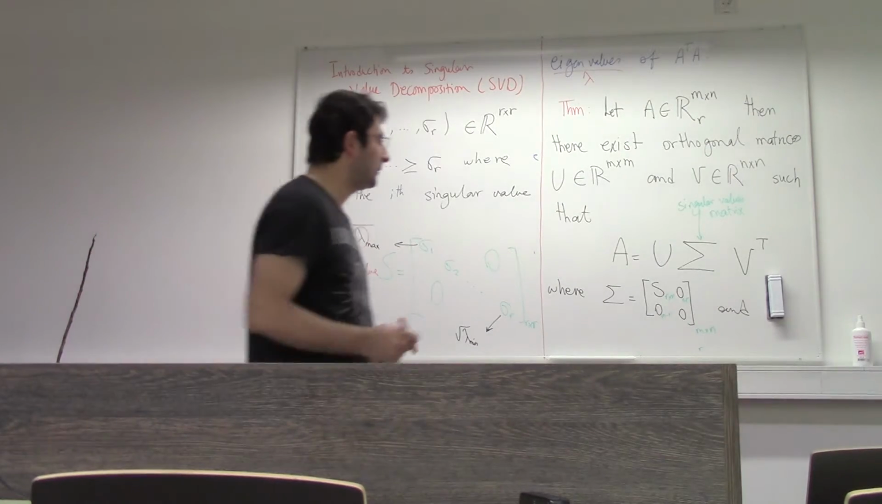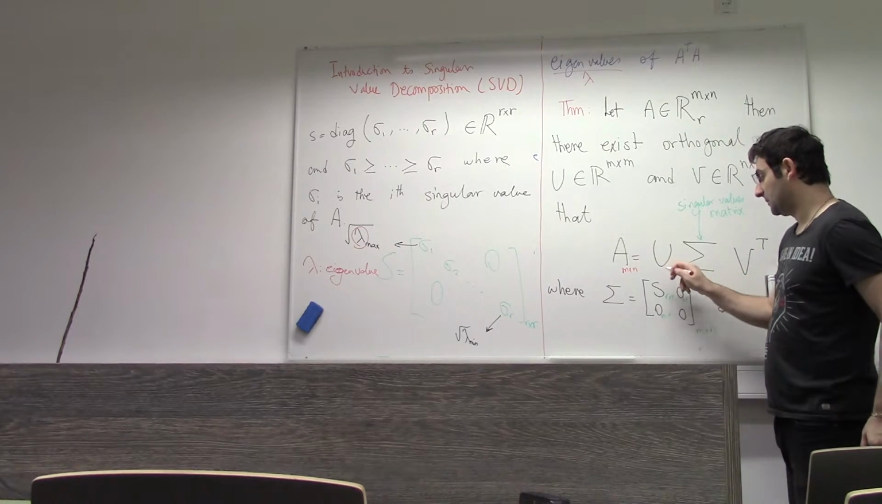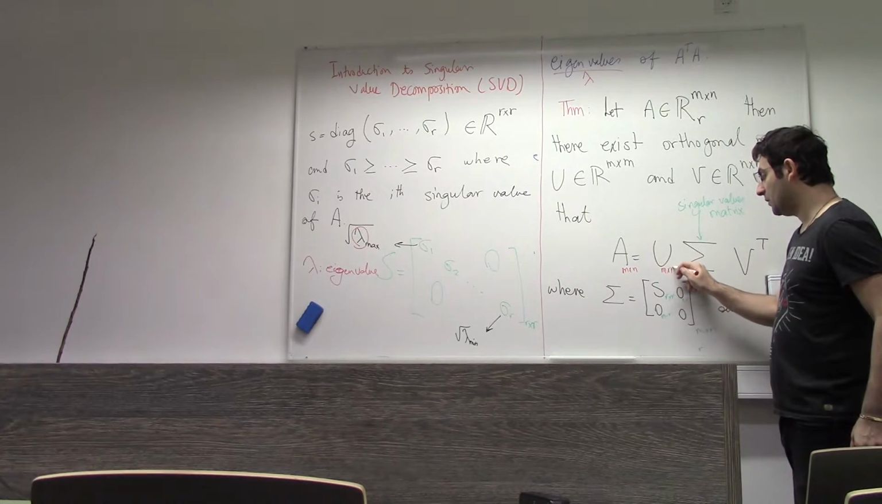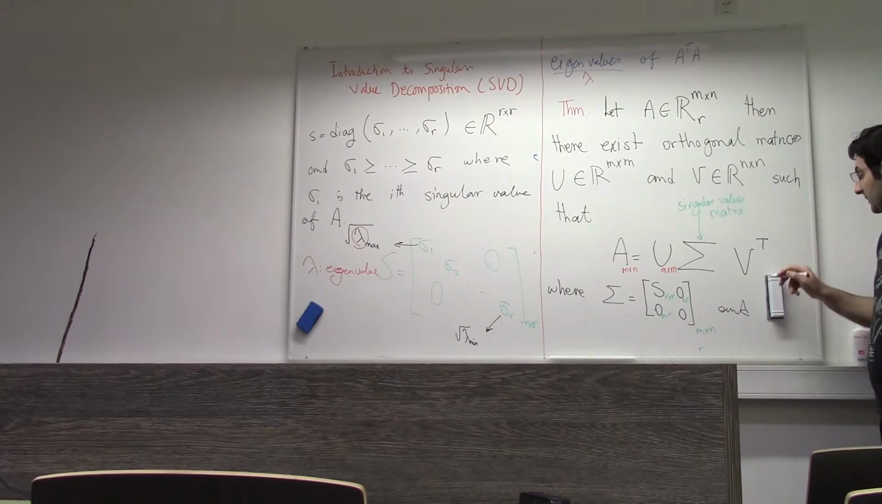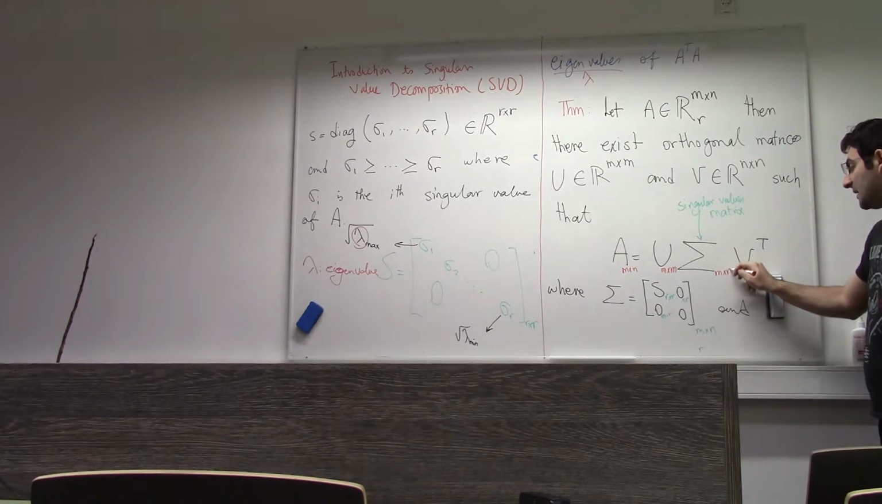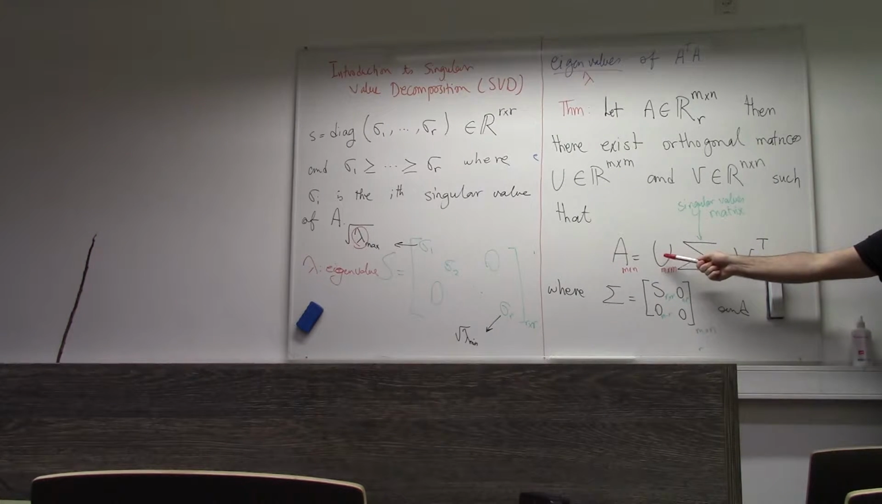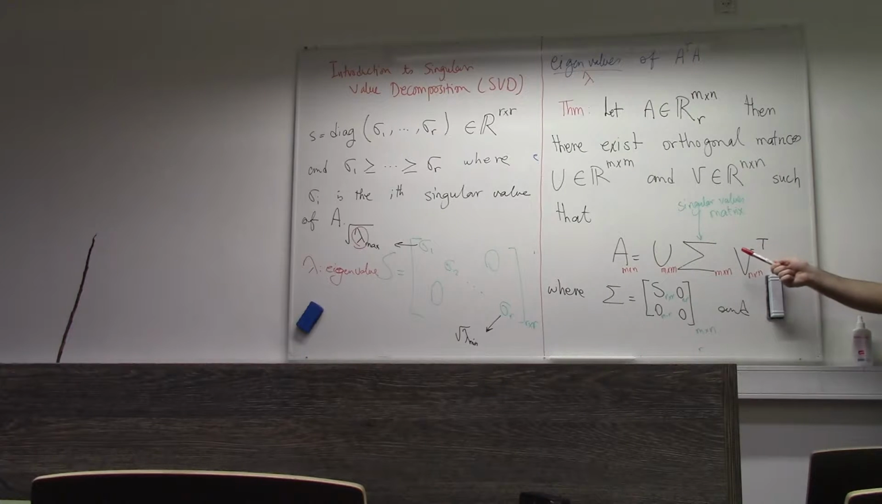So A is m by n, U is m by m, V is n by n. So sigma is the same size as the matrix itself. U is called the Hänger, V is called the Anhänger matrix.